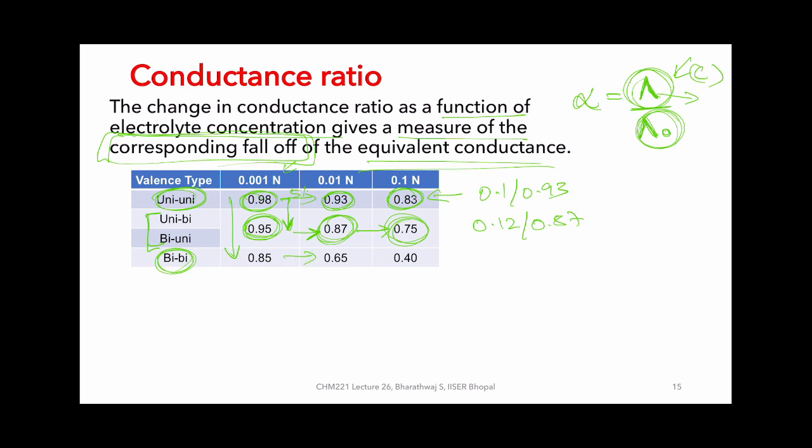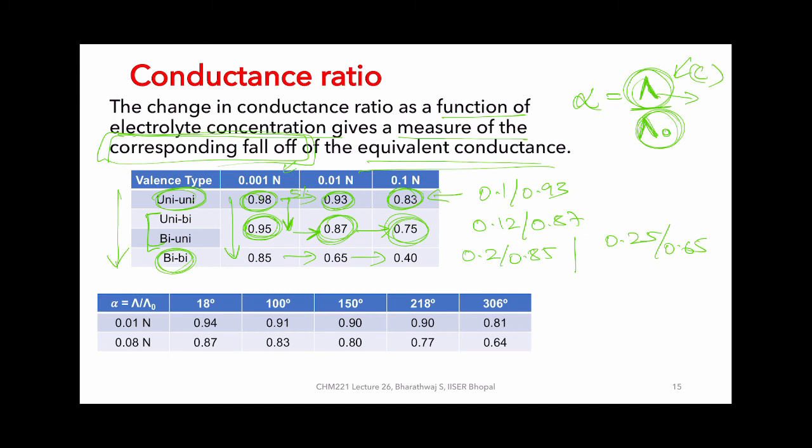And as you keep doing serial dilution by 10 times, you're having a 0.2 over 0.85 for the first 10 times, and something like 0.25 over 0.65. And slowly you're able to see, as you increase the valency of the cation and the anion, the drop that comes up as you keep increasing concentration is significant.